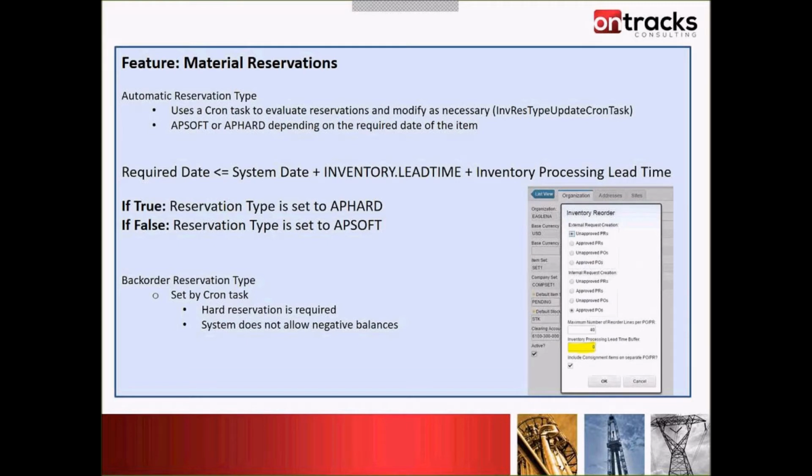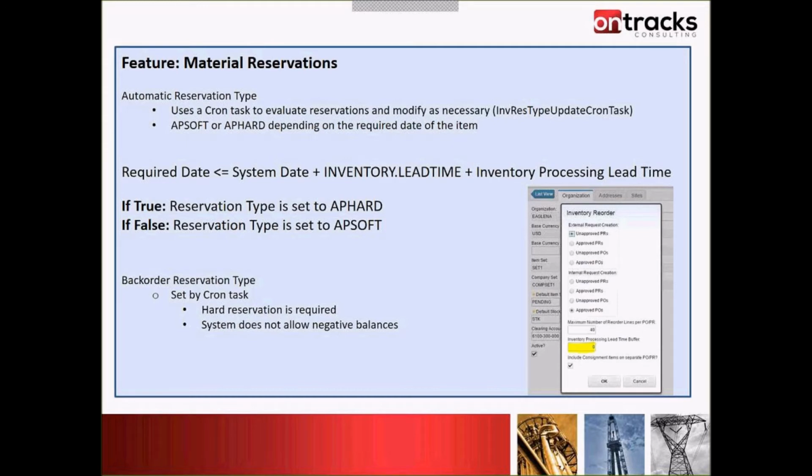When you set that field to automatic reservation type, there is a cron task which evaluates that reservation and modifies it as necessary. The cron task is called the inventory res type update cron task. What this cron task does is perform a calculation on that reservation, and it's going to set the type of reservation to soft, AP soft, or AP hard, depending on the required date of that item.